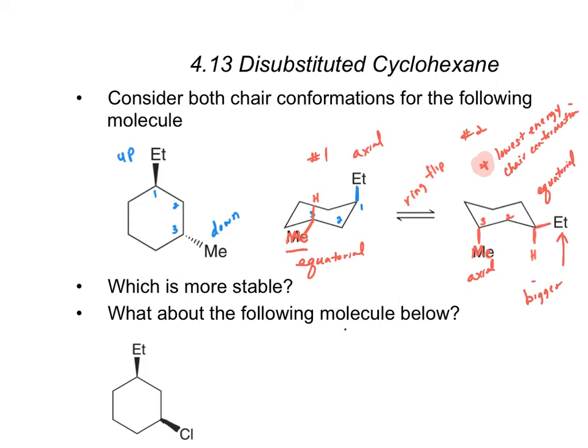And so the majority of the time, if we looked at the distribution of these guys at equilibrium, we would find this molecule in this chair conformation because, again, it puts the ethyl group into the equatorial position. This one, which has the methyl in the equatorial, the ethyl in the axial, is going to be the higher energy chair conformation. So number 2 is going to be favored. It's going to be more stable at equilibrium.